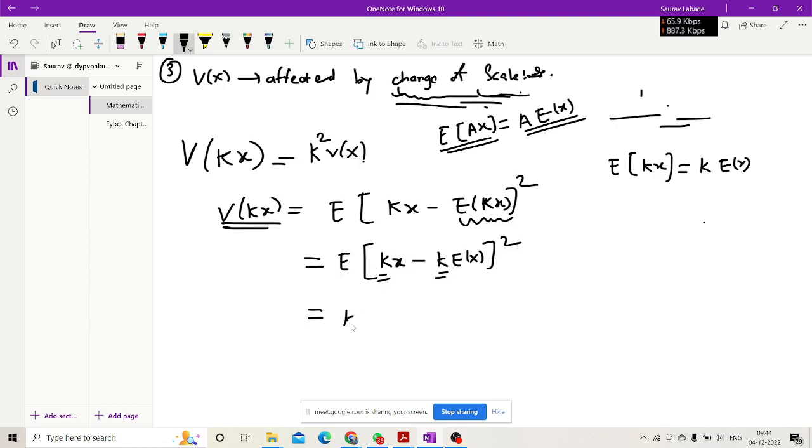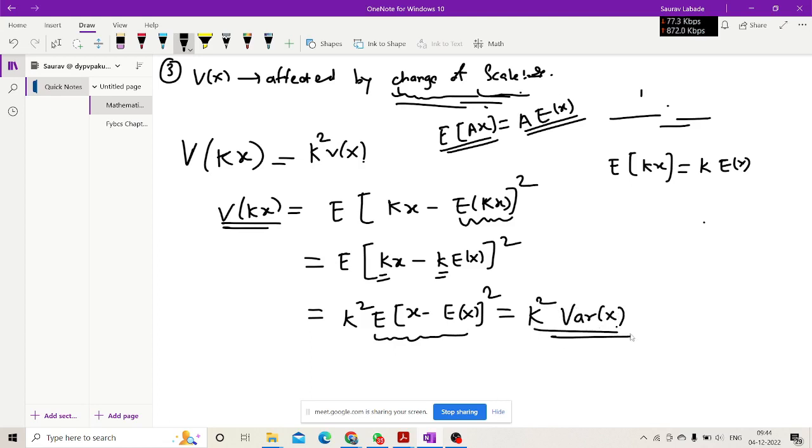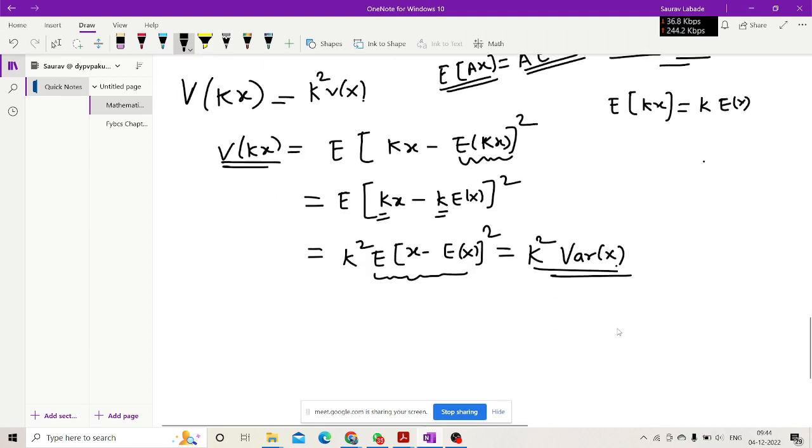So this will become k square into expectation of x minus expectation of x bracket square, and that will be k square into, what is this term now? This is my variance of x. Okay, so this is how we can prove this. Variance of kx will be equal to k square into variance of x. Okay.